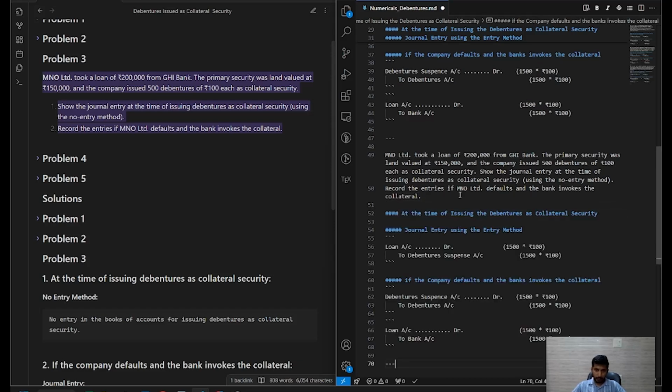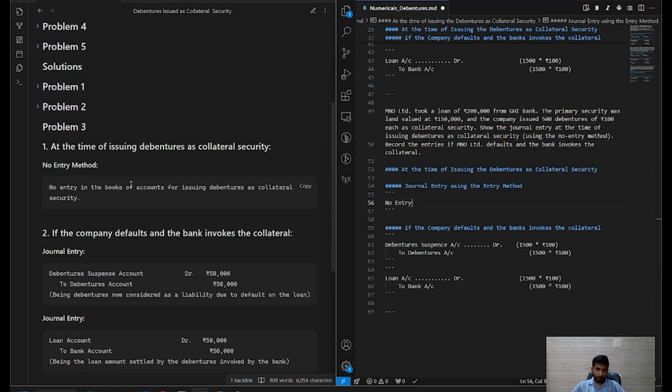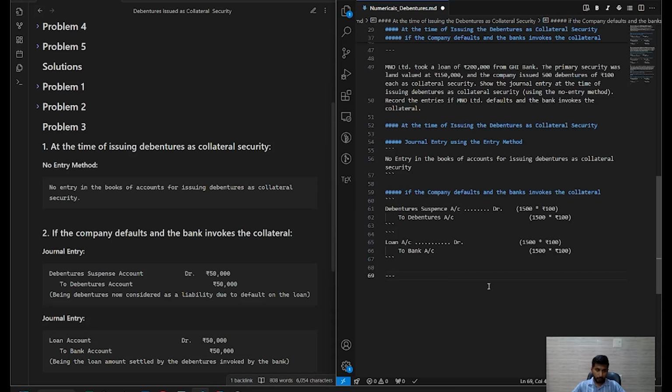So let us just make a note of it as it is. In this case there will be no entry. Why? Because it is the land which is the collateral. So no entry in the books of accounts for issuing debentures as collateral security. Okay.